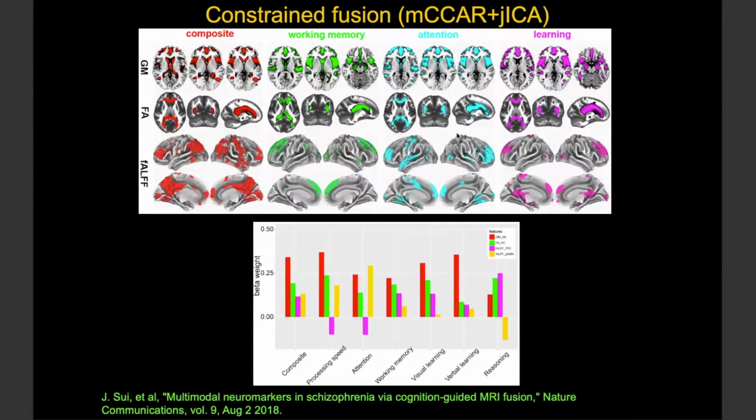You can kind of see that here in this plot where I'm showing you in red the gray matter loading, in green is the fractional anisotropy loading, and then I'm showing you 2 loadings from 2 of the fMRI components here. And you'll notice that the red and the green are pretty consistent and positive all the way across these different cognitive domains, right? Whereas the functional ones are varying quite a bit.